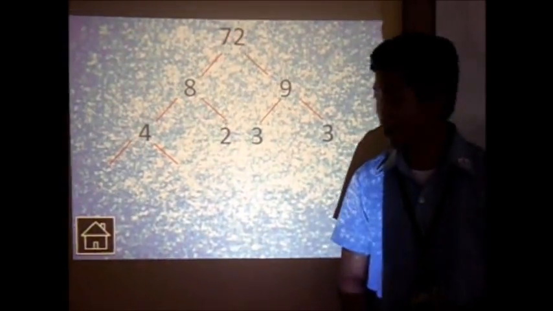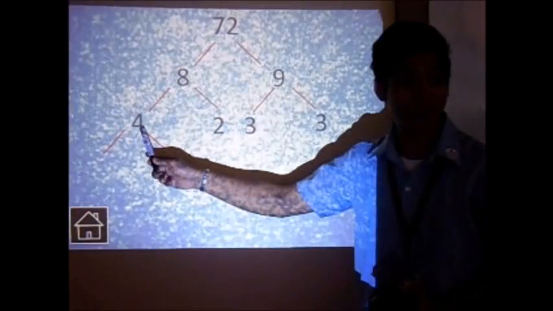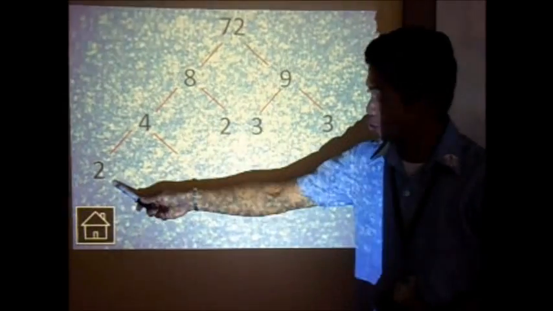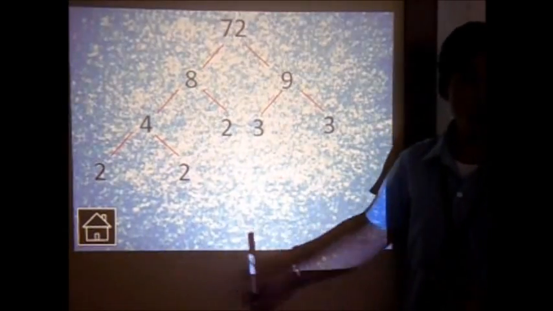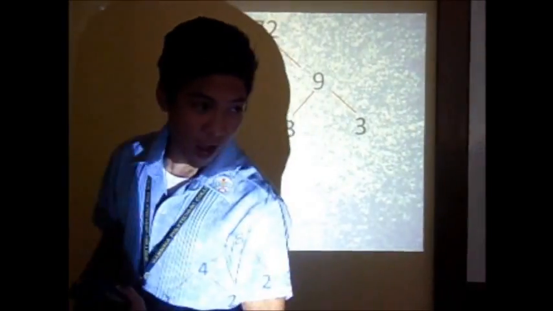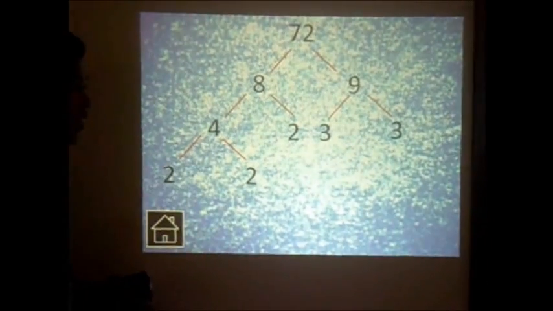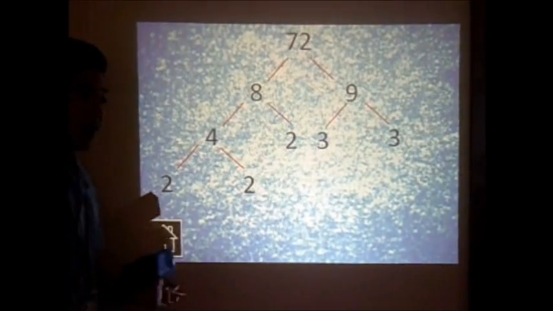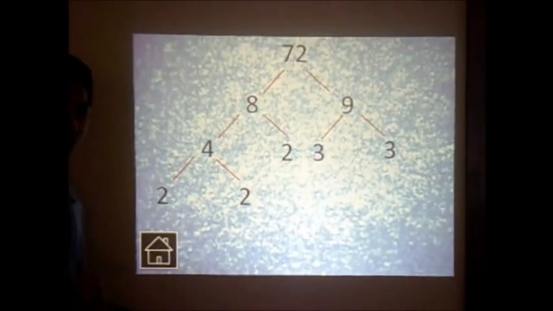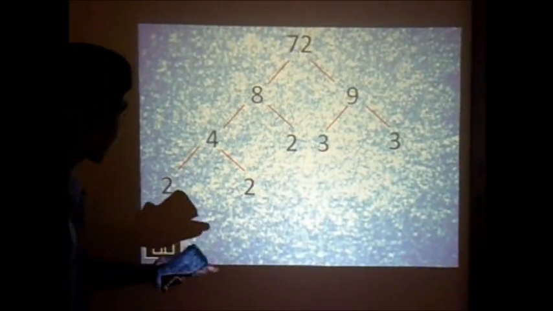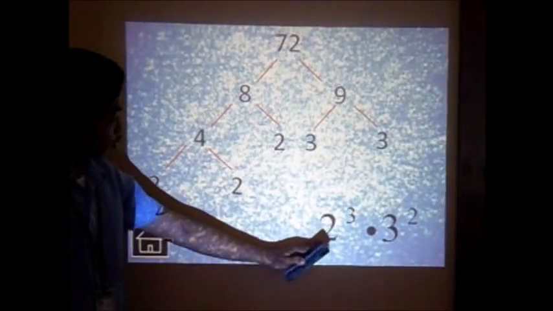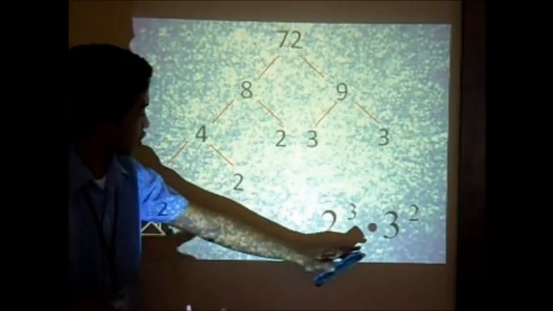So 4 is factorable, right? The factors of 4 are 2 and 2. When we say prime factor, the only factors allowed are prime numbers. If you have a composite factor, it is not a prime factor. So the prime factorization of 72 is 2 cubed times 3 squared.